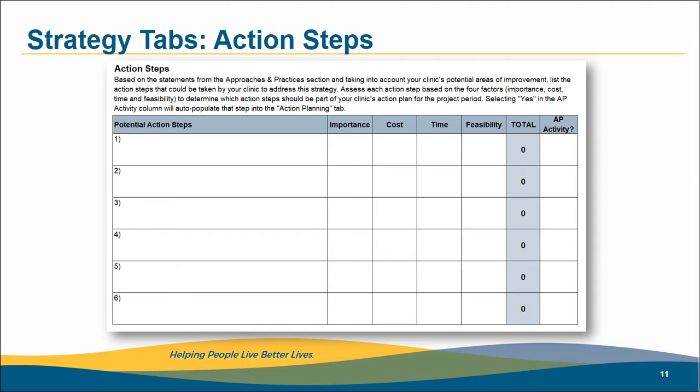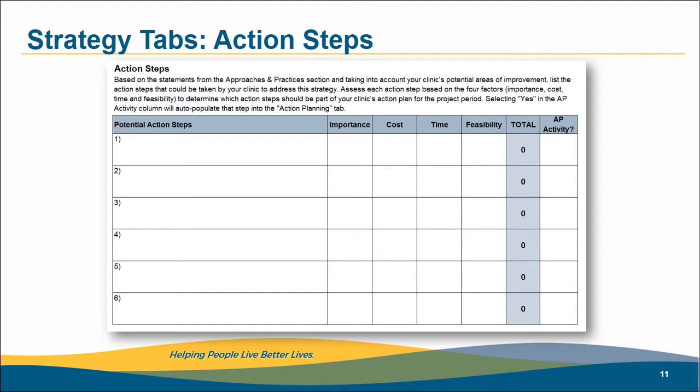The very last section of any strategy-specific tab will be for the action steps. As we mentioned earlier, we were really intentional with how we structured the strategy-specific tabs so that the previous sections could be used to guide the action steps that your organization generates as part of each strategy. Here you'll be able to brainstorm all the potential action steps that came to mind as you were filling out that strategy-specific scan and plan tool.